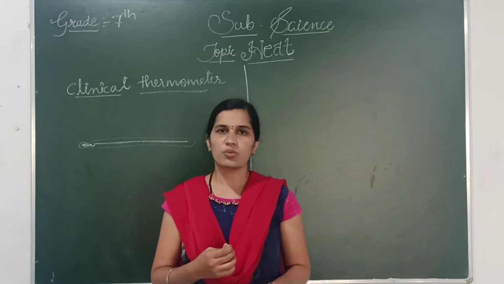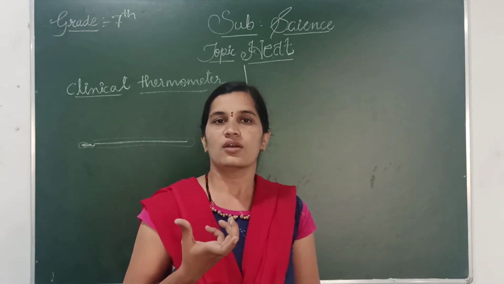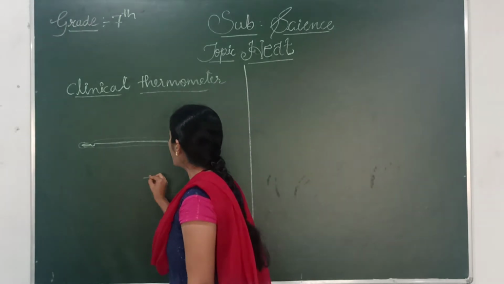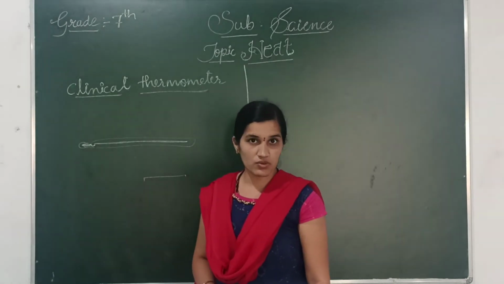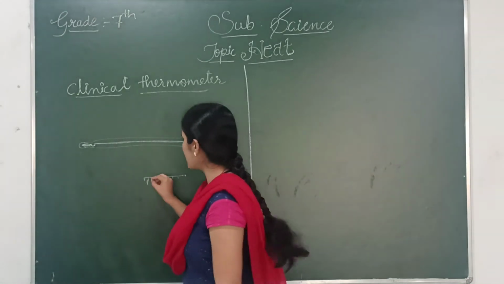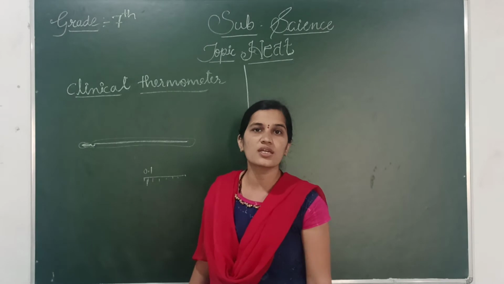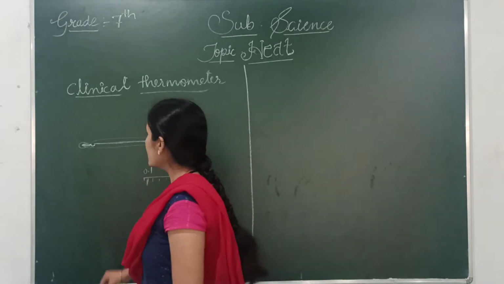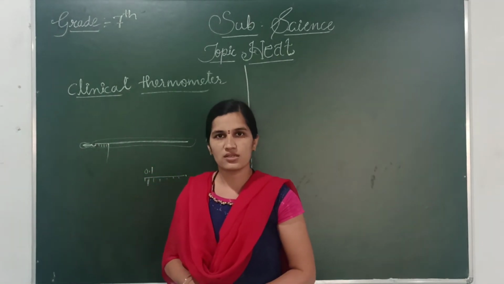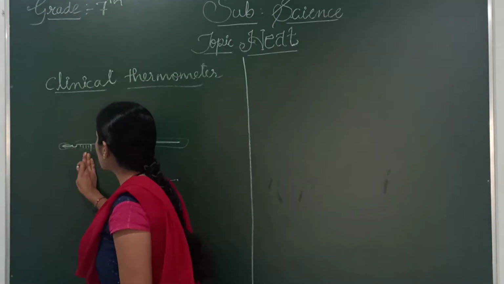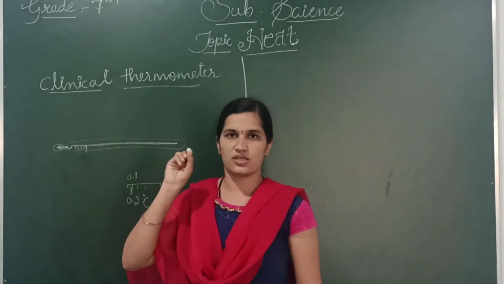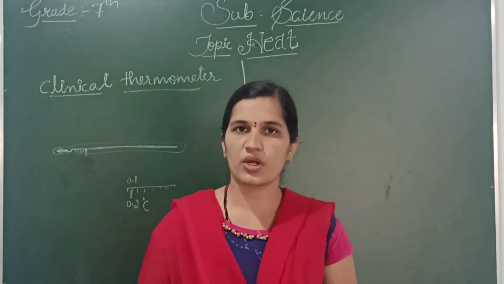You might have seen measuring scales in your geometry box. For each centimeter there are 10 divisions, and each division denotes 0.1. Here in the clinical thermometer, for each degree Celsius there are only 5 divisions, and each division denotes 0.2 degree Celsius.